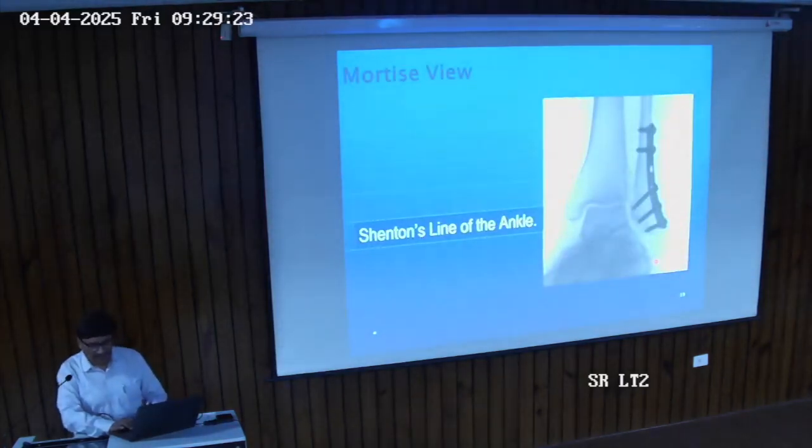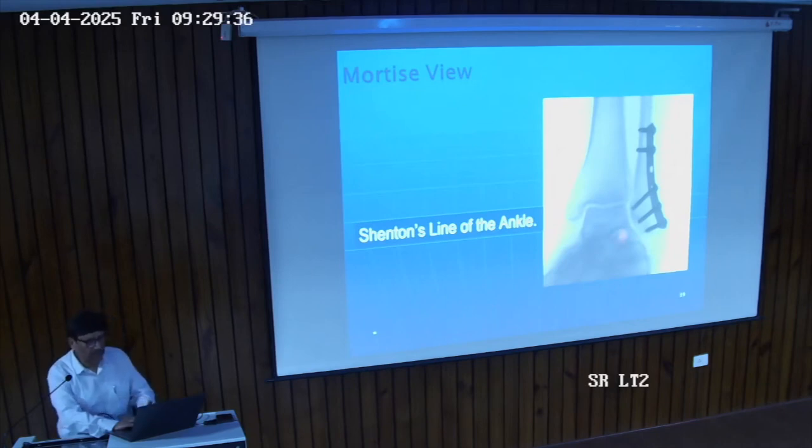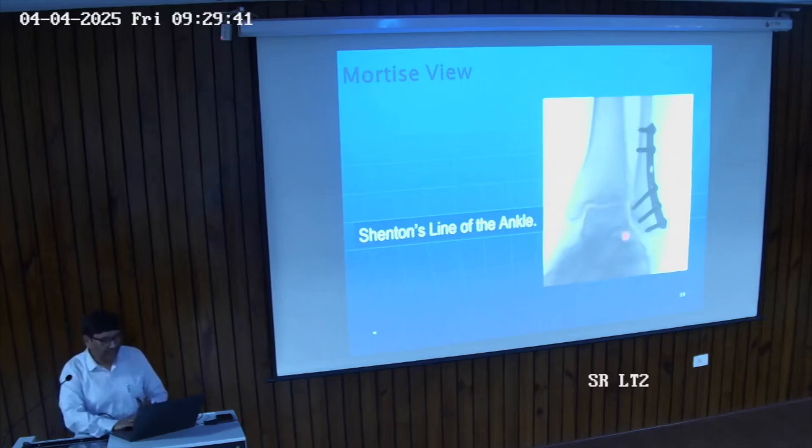Then this is a mortise view of the ankle. So look at the clear space. It should be less than 6 mm. Now, what you look at in the mortise view is the tibiotalar congruity. So there is one Shenton's line. We have learned about Shenton's line in the hip joint. I hope you remember pelvis X-rays. We have a Shenton's line there which tells us whether there is a fracture neck of femur, or a dislocation of the hip or not.